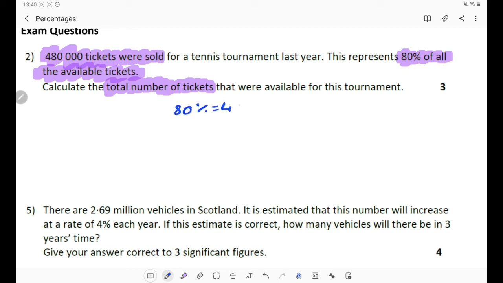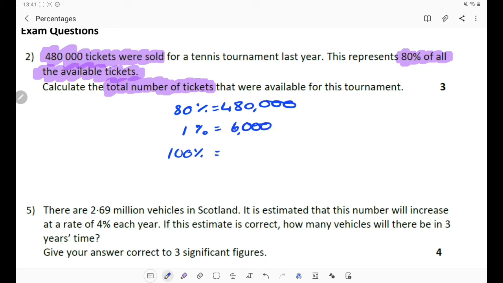80% equals 480,000. We need to find 1% and we need to find 100%. So in your calculator, 480,000 divided by 80, you should get 6,000.